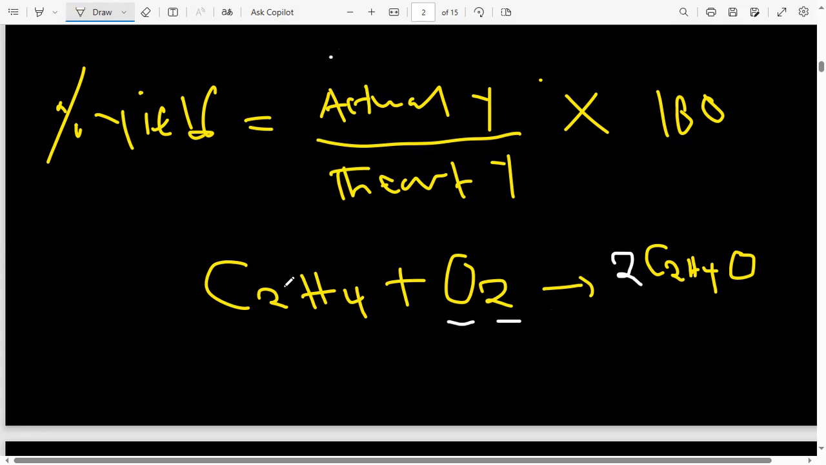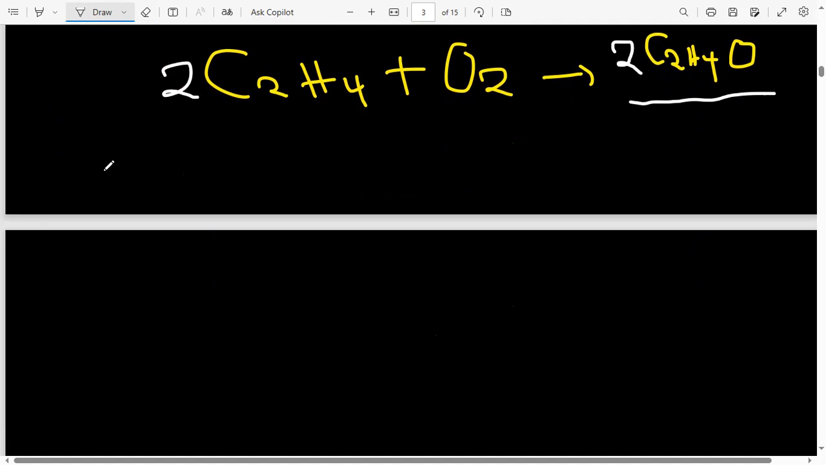So what are we going to do to balance that? We're going to add a 2 here. So we've balanced this equation now, and then we can use the mole ratio to find the theoretical yield of this guy. So what have we been given in the question? We've been given 10.6 grams of ethylene. So what we have to do here is find the moles of this guy, and then using that, we can find the moles of this guy. And then after finding the moles of this guy, we can use its moles and its molar mass to find the mass.